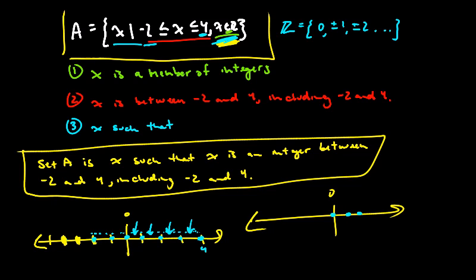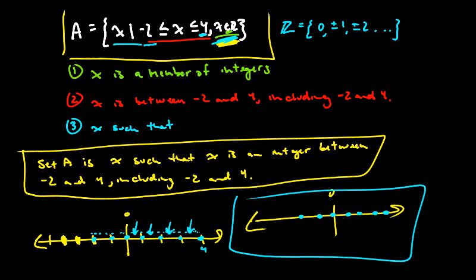So it might look something like this, and down to -2, and that's it. We're done. This would be our finished product for that one. Let's look at another set builder notation.